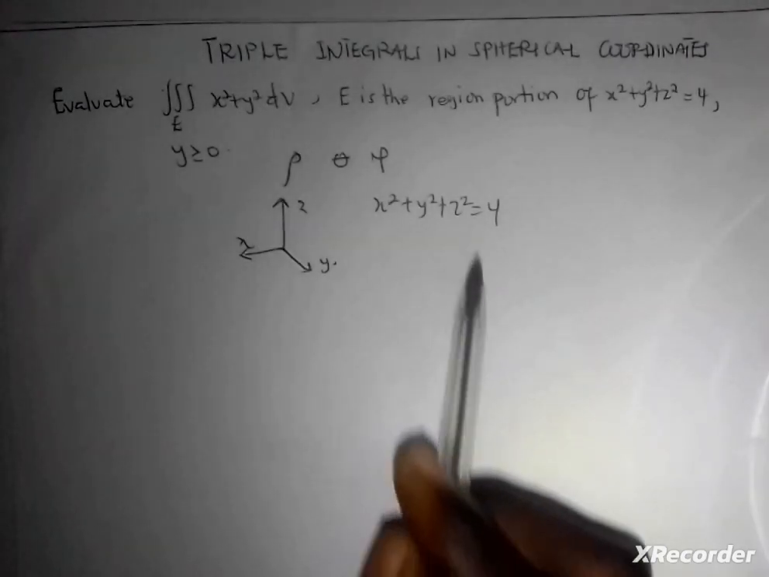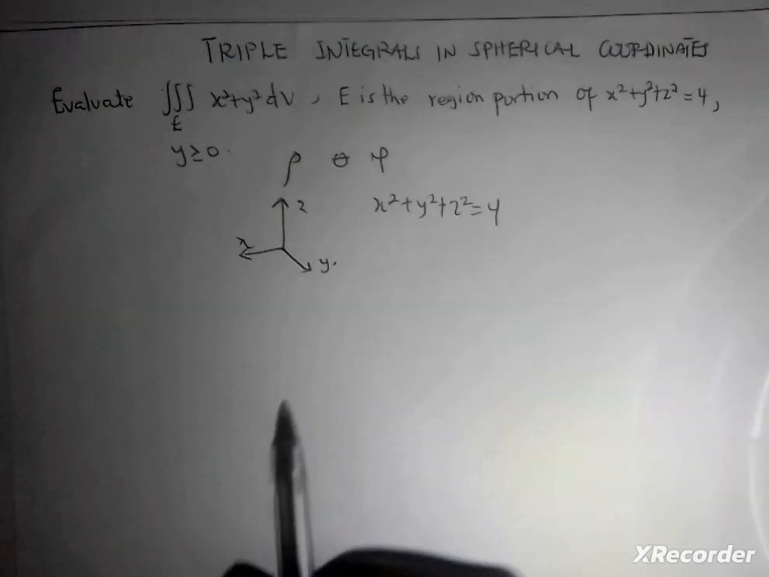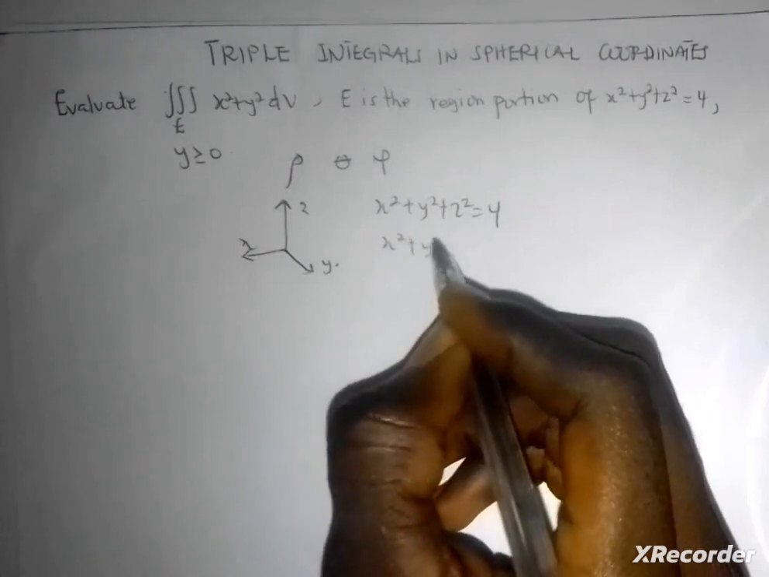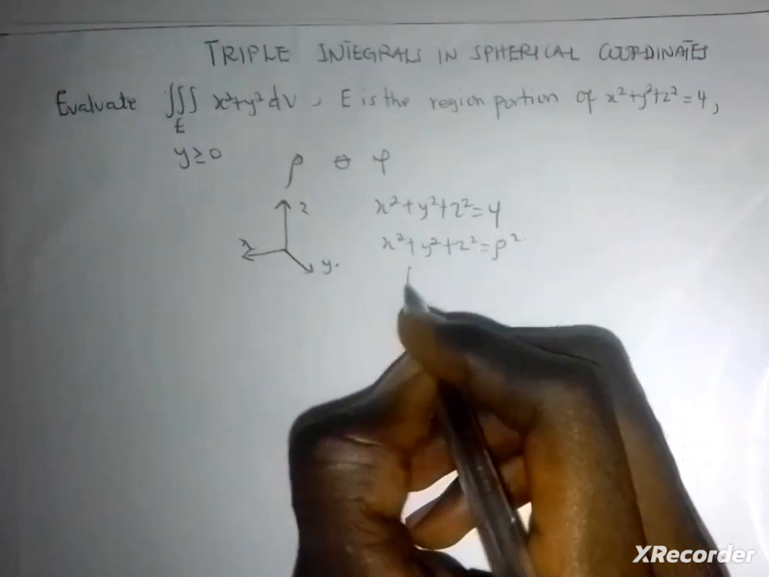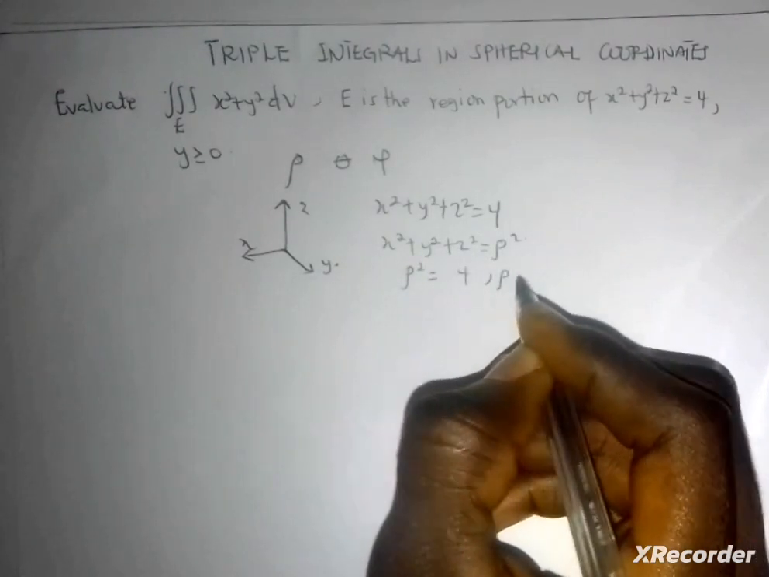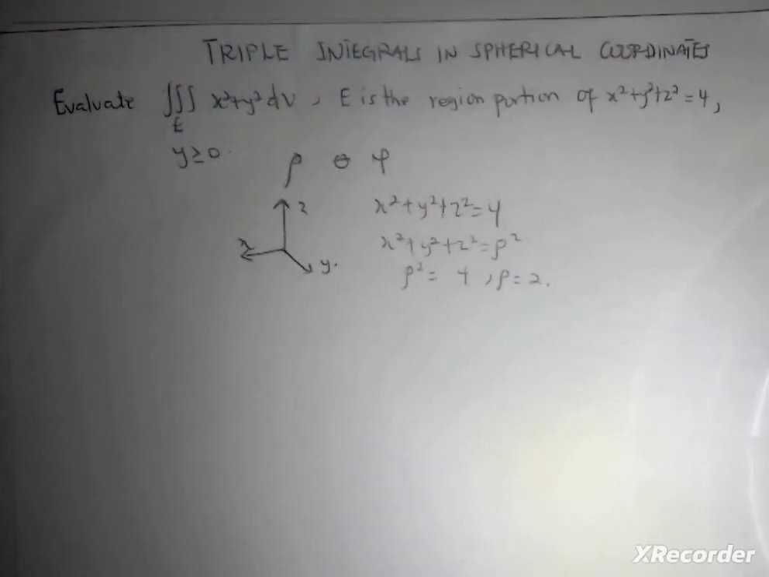So since this is a sphere, you realize from the conversion of Cartesian to spherical, this whole thing is going to give us x squared plus y squared plus z squared is equal to rho squared. Therefore, rho squared is going to give us what? 4. Therefore, our rho is equal to 2. Rho is a distance, so we are not interested in the negative value. So rho is equal to 2.